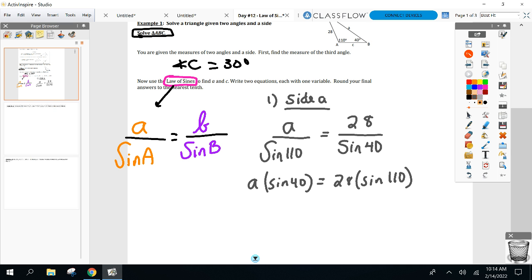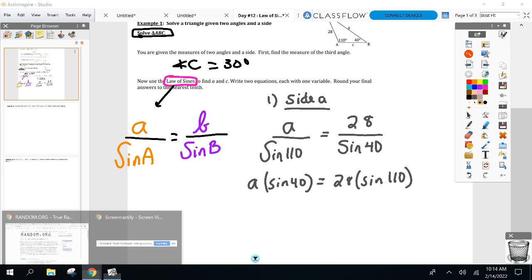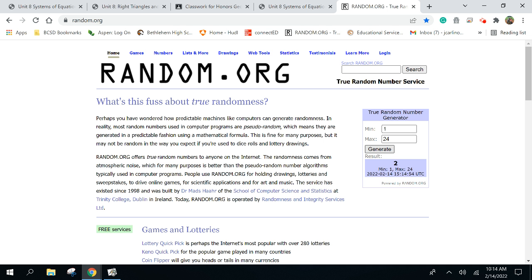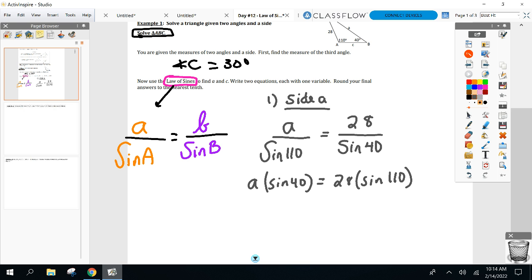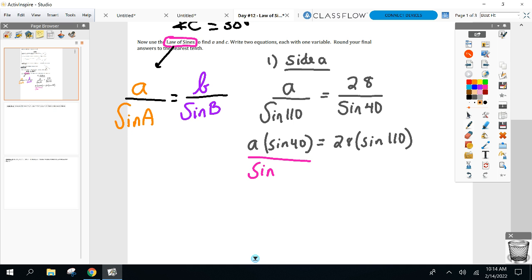How am I going to get A by itself? What do I need to do on each side to get A by itself? 24. Romeo, what do I do on both sides here to get A by itself? You divide it by the sine of 110. 110? No, sine of 40. Sine of 40.